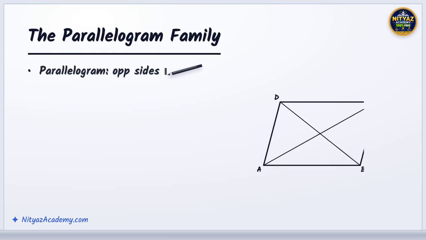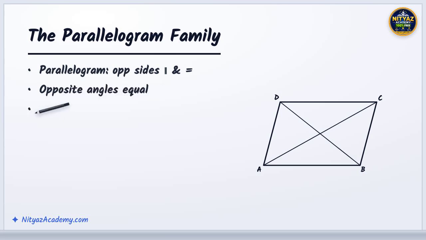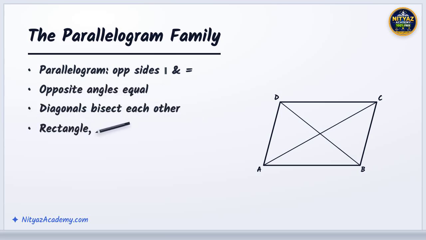Parallelograms are special quadrilaterals where opposite sides are parallel and equal. Their opposite angles match, and the diagonals cut each other exactly in half. Rectangles, rhombuses, and squares are all parallelograms with extra rules. A rectangle adds right angles, a rhombus adds equal sides, and a square has both.